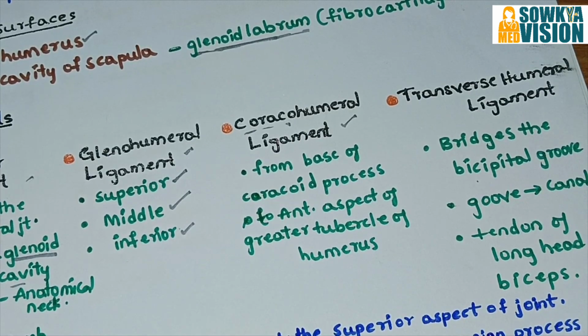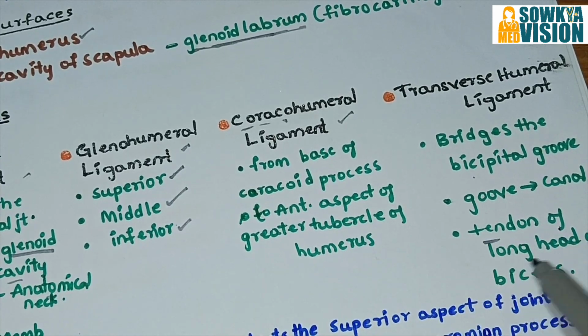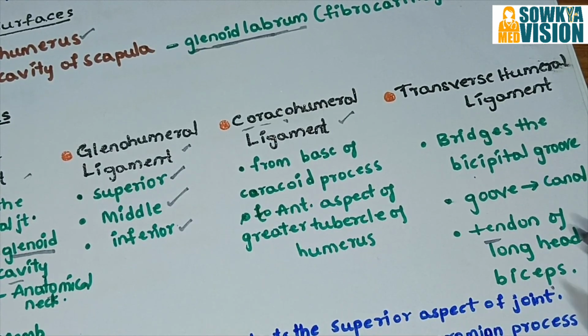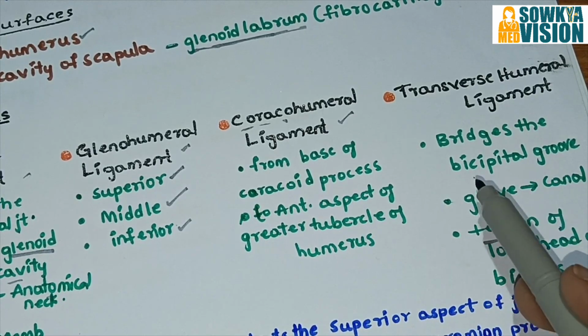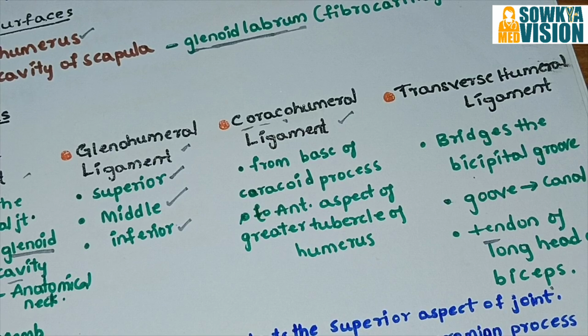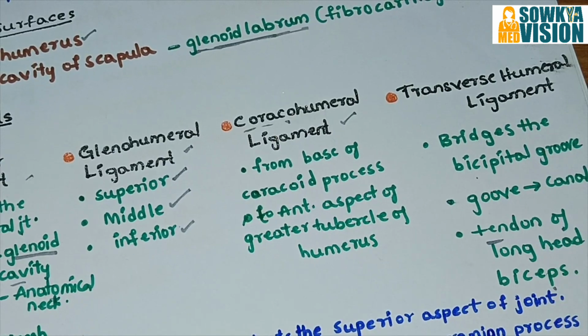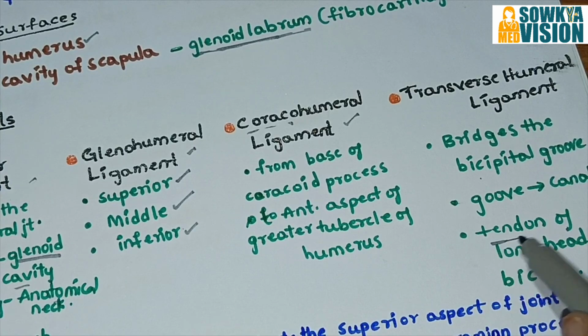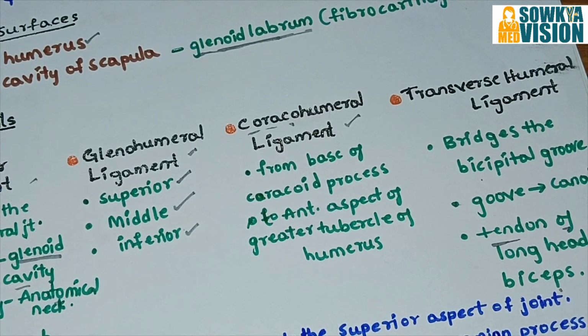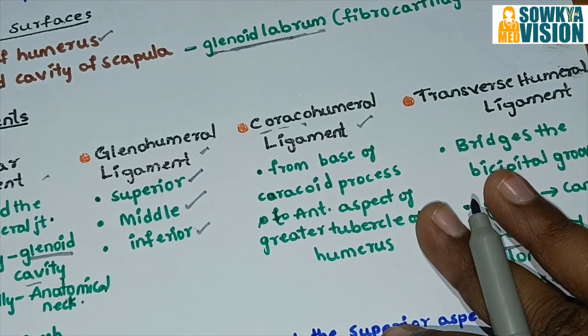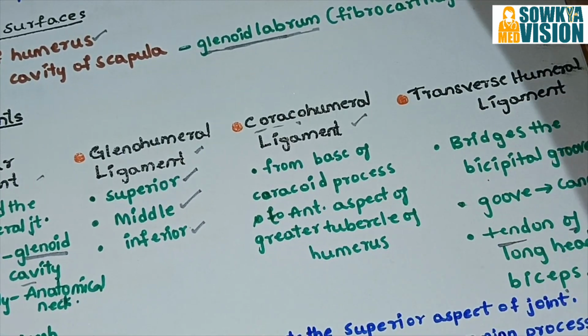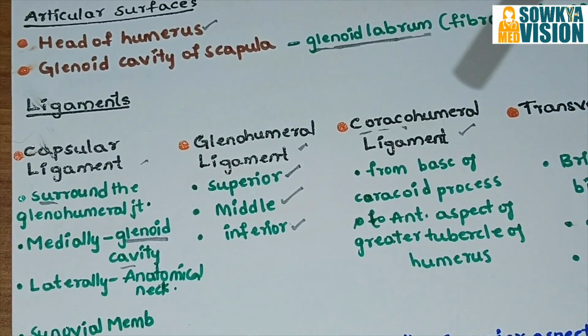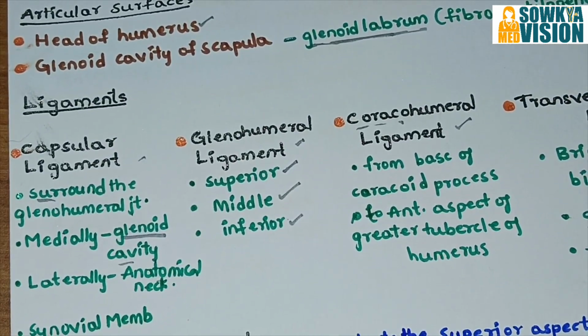So what are those structures? The tendon of the long head of biceps. The groove is converted into a canal by what? The transverse humeral ligament. Why? To transmit some structures. What are they? The tendon of the long head of biceps. Yes, these are the major ligaments of the shoulder joint, the glenohumeral joint. These are the four major ligaments. What are they? Capsular ligament, glenohumeral ligament, coracohumeral ligament, and transverse humeral ligament.